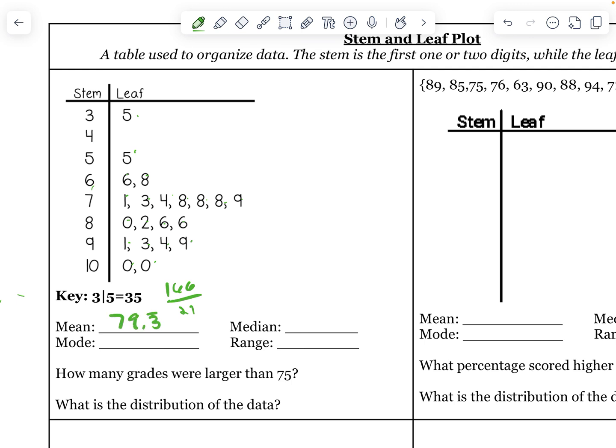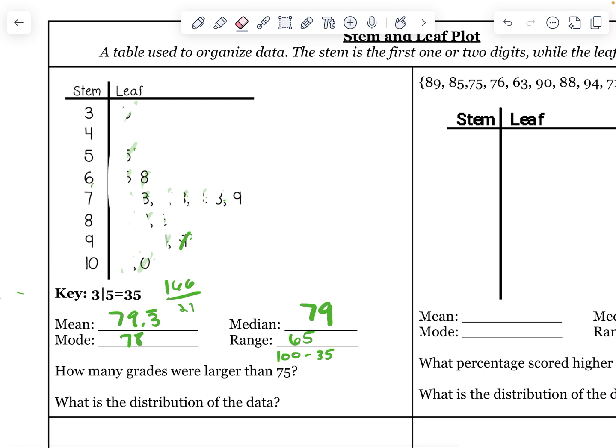My mode, what happens the most? This 78 happens the most. I don't see anything else that's 3 or more. Okay. The median is the thing that's in the middle. So cross one out from the bottom, one out from the top, bottom, top, bottom, top, until the middle. The middle is 79, so my median and my mode are pretty close to each other. You could use either. And then the range is going to be 100 minus 35. Just because I make so many mistakes, we're using a calculator really quickly. My range is 65.